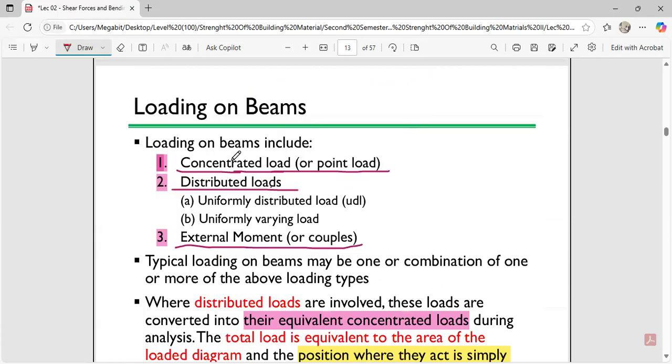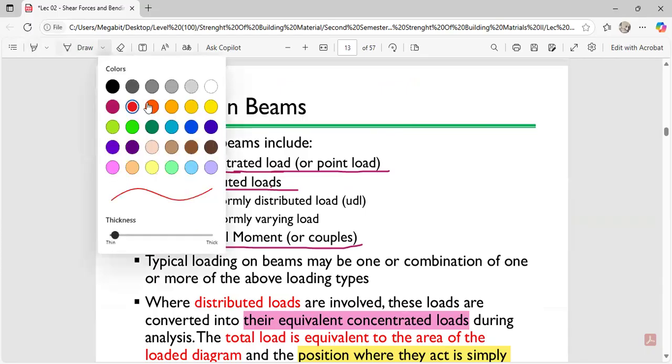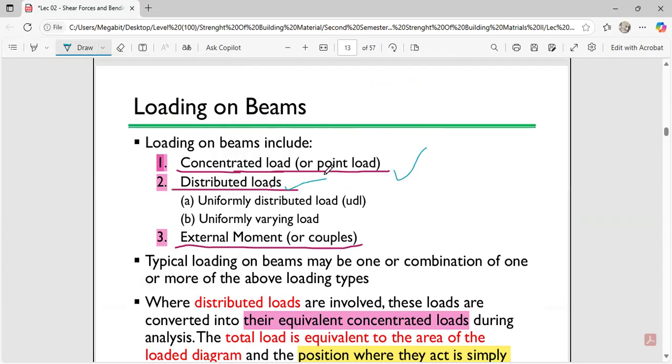Very beautiful. So in the loadings on beams, we have concentrated loads, which can also be known as point loads. We also have the distributed loads. The distributed loads are of two forms: the uniformly distributed load, or UDL, and the uniformly varying load, or UVL. Please let's all get that. And we also have the external moment, in other words, the couples.